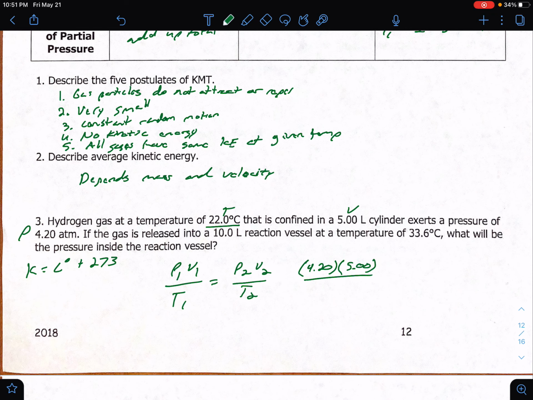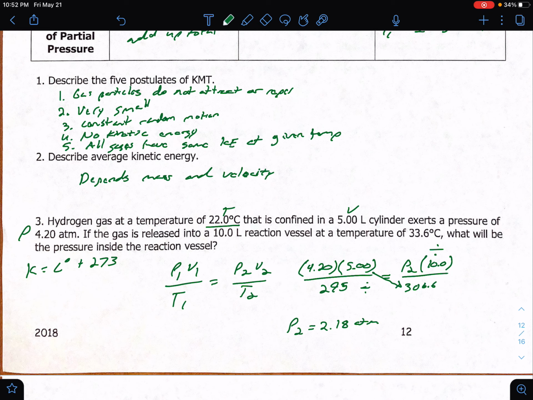Okay, on my next, if the gas is released into a 10-liter reaction vessel at the temperature of 33.6 degrees Celsius, what's the new pressure? So basically, I'm looking for P2, so I'm going to leave it as P2. My volume is now 10.0 liters, and now my temperature, I'm going to add 273, and I get 306.6. Okay, so this is where you cross multiply and divide. So you're going to cross multiply here, and then you're going to divide by 295. And since there is something attached to P2, you're going to have to divide again by 10. So cross multiply, divide, divide. So pressure 2 should be 2.18 atmospheres.